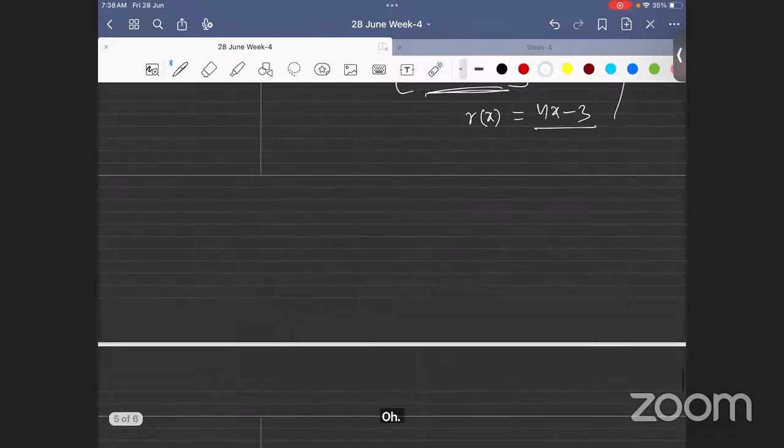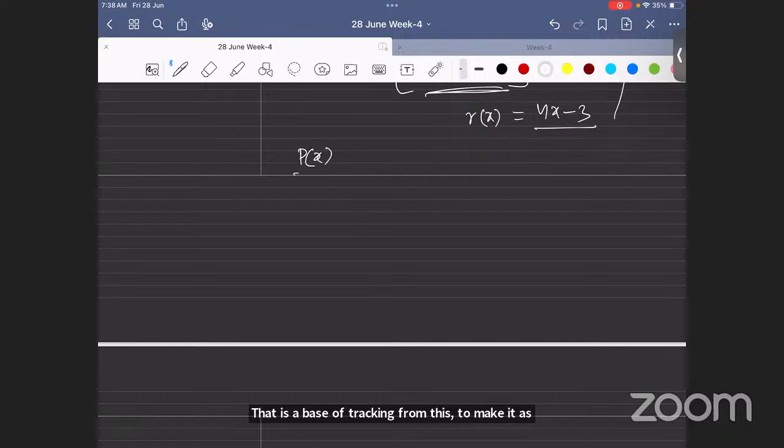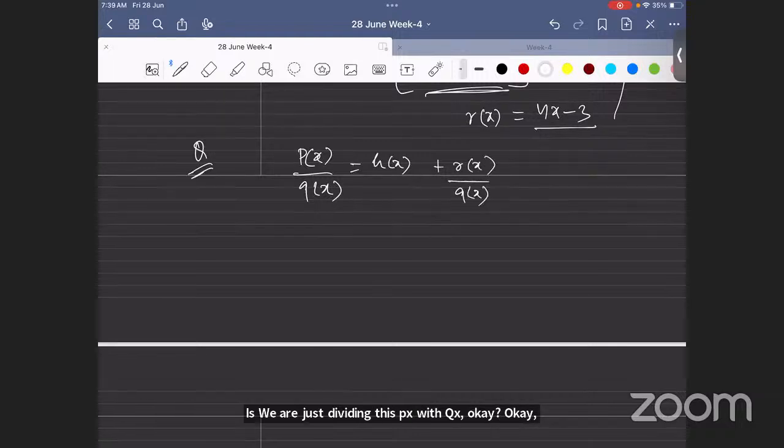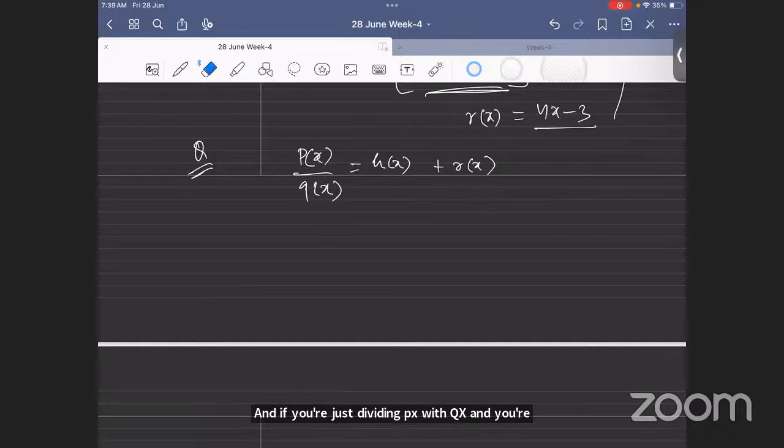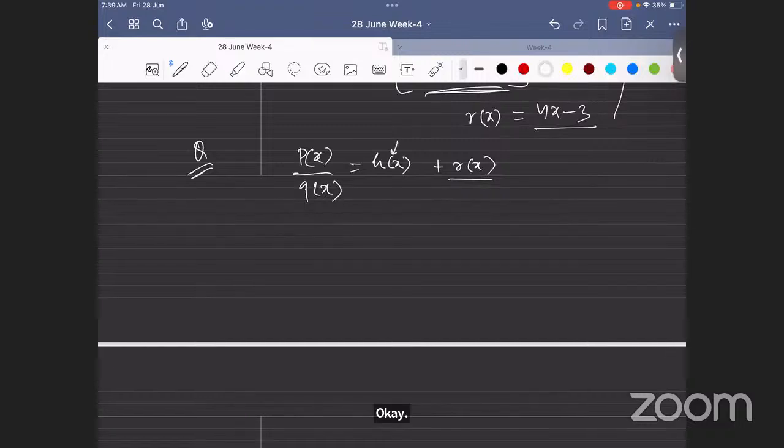Now the other question is, if I am giving you a polynomial Px, and we are dividing this Px with Qx. If you divide Px with Qx and you get Hx as a quotient, and then you also have some remainder, Rx. I'm just writing it as a remainder, even though this is not the correct way, and then Rx upon Qx should be there. So I'm asking, what can be the maximum degree of this Rx?